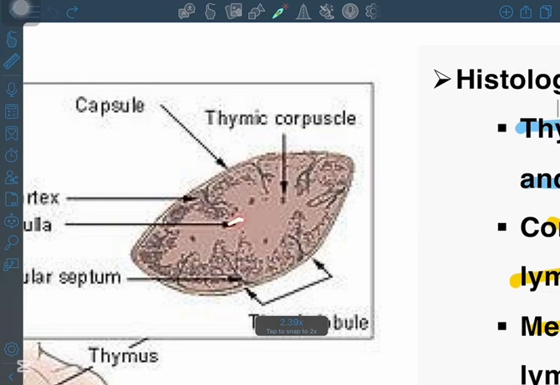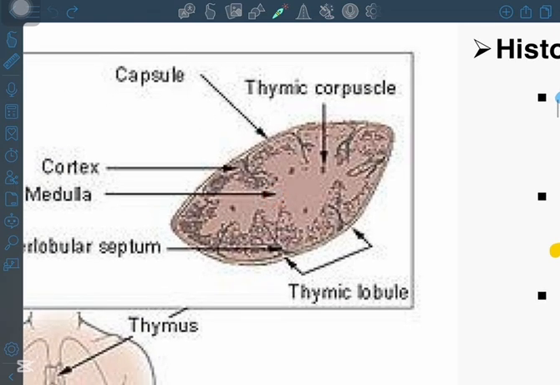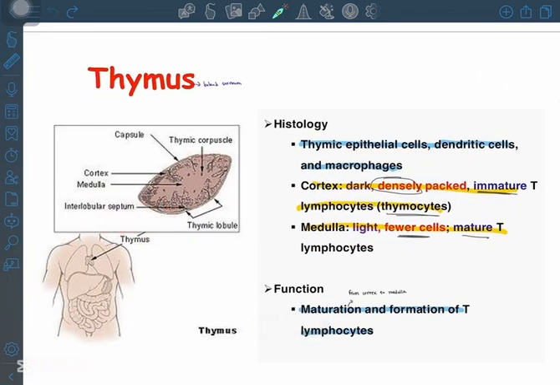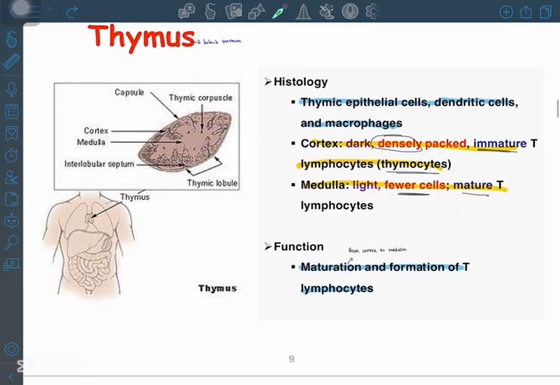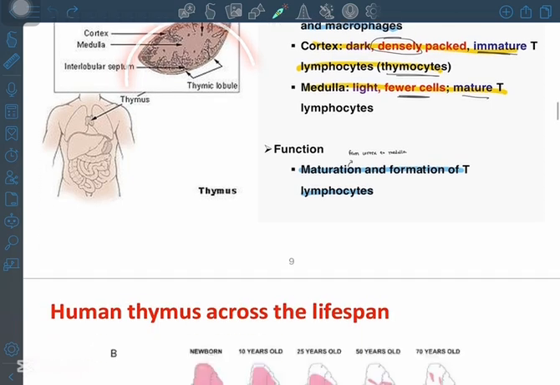Now the medulla, it's way lighter, which will make you remember that it has a minimal amount of T cells. And which ones? Are they immature or mature? They're mature. So you can notice they're completely opposite. Dark, light. Densely packed, fewer. Immature, and mature. Now what is the function of the thymus? As we said, it completes the maturation and formation of T lymphocytes. And how does it go? It goes from the cortex to the medulla.